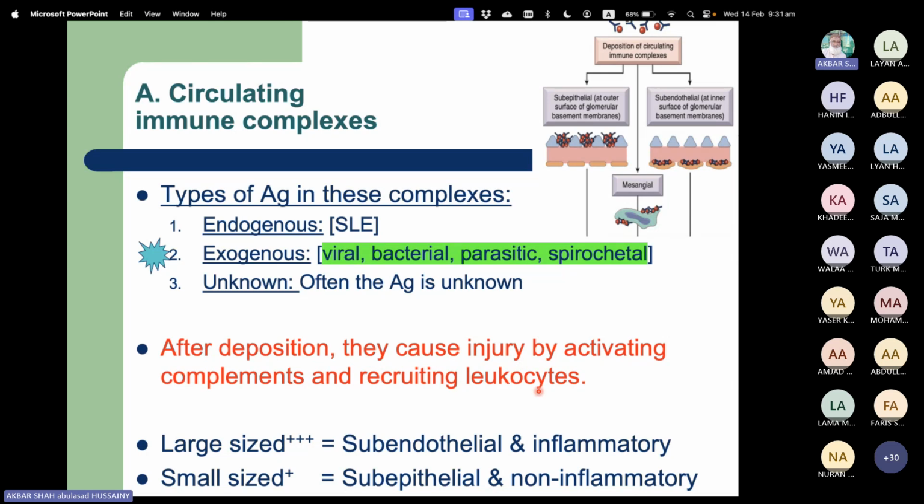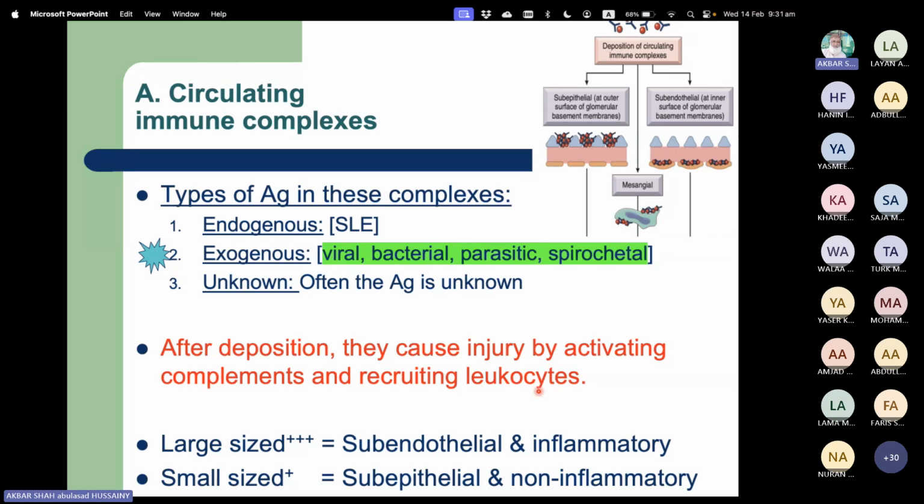Let me hear. Anyone can tell me what is complement? Are you there? Anyone? What is a complement? Okay, what is a leukocyte? Who can tell me what is a leukocyte? White immune blood cells. Yes Faris, leukocyte is a white cell. Okay, leuko is white cell.